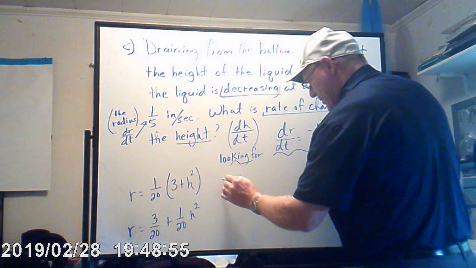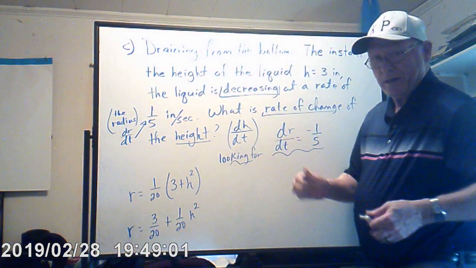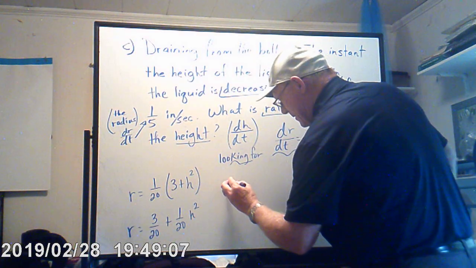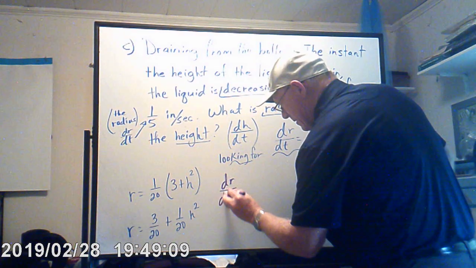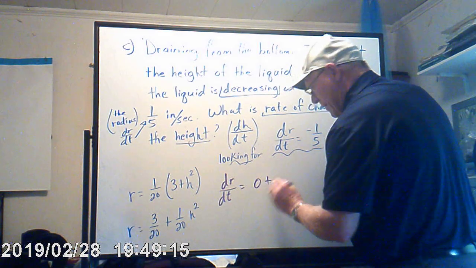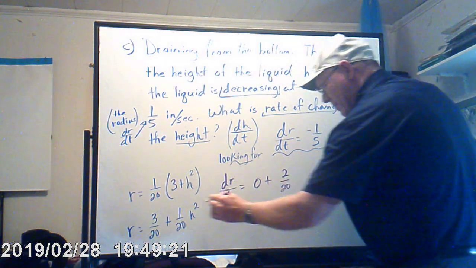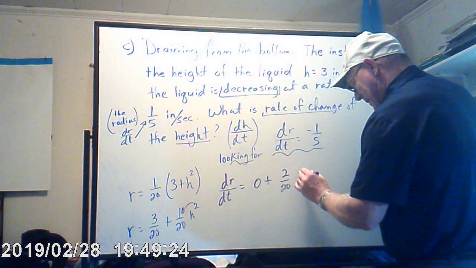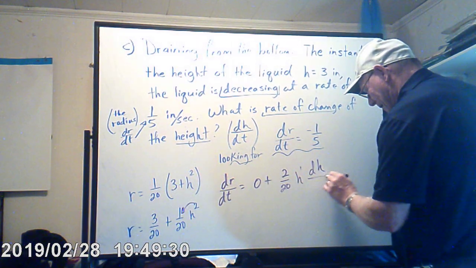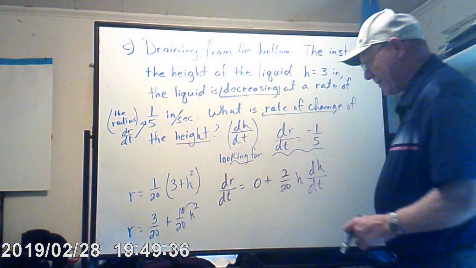Now let's do this. Derivative of r is dr over dt. Now the derivative of 3 over 20 is 0. Derivative of 1 over 20 h squared is 2 over 20. Remember the 2 comes up here. 2 times 1 is 2. H to the 1 power. dH. Don't forget to tack that on. dH over dt. We don't need the 1 there.